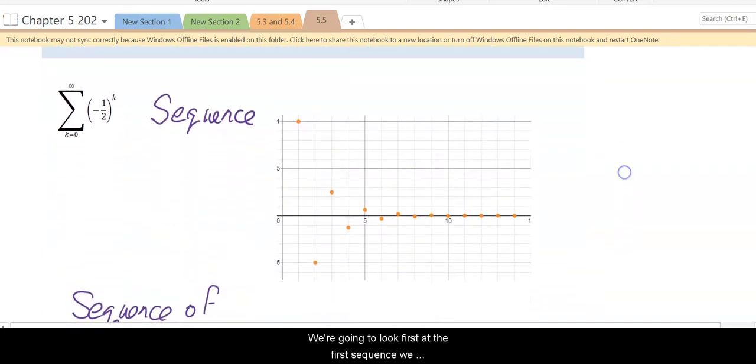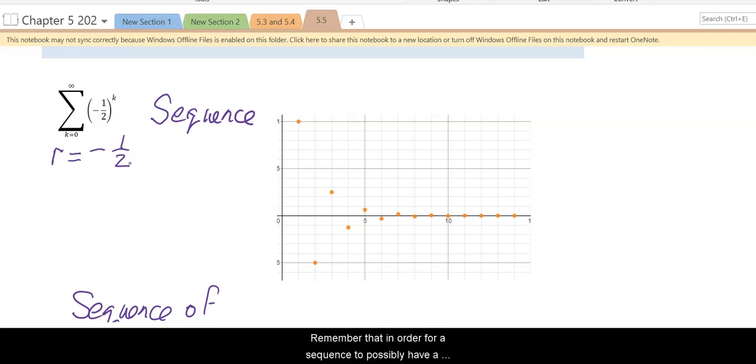We're going to look first at the first sequence we mentioned as being an alternating series, which we know is a convergent geometric series. In this case, we have the infinite series from k equals 0 to infinity of -1/2 to the kth power. This is a convergent geometric series because the common ratio -1/2 is strictly between -1 and 1. In fact, we can find the infinite sum, and we will do that in just a moment.